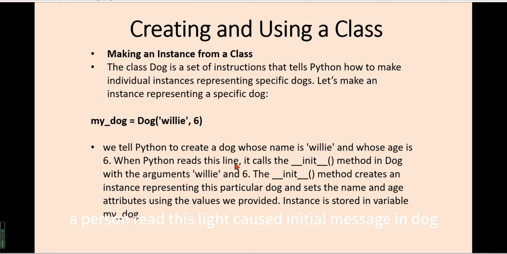When Python reads this line, it calls the init method in Dog with the arguments Willie and 6. The init method creates an instance representing this particular dog and sets the name and age attributes with the values we provided. So the instance is stored in the variable my_dog. So my_dog is an instance of class Dog with the user input information.